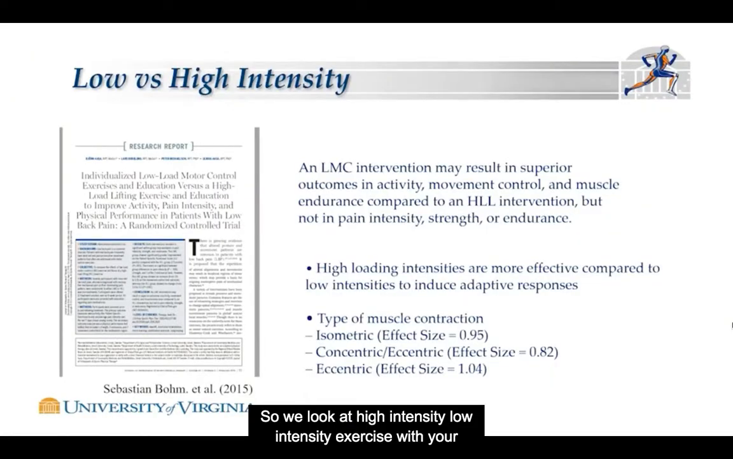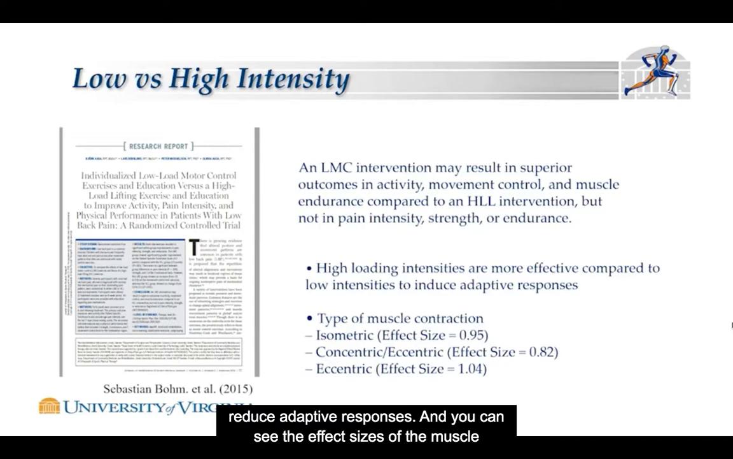If we look at high intensity and low intensity exercise with your individuals, a study by Sebastian Baum et al. looked at lower motor control intervention and high intensity. They found that lower motor control intervention may result in superior outcomes in activity, movement control, and muscular endurance compared to high intensity or high load intervention, but not in pain intensity, strength, or endurance. And high load intensities are more effective compared to lower intensities to produce adaptive responses. You can see the effect sizes of the muscle contractions that they studied, and the eccentric effect size was highest, not much greater, but it was higher too.